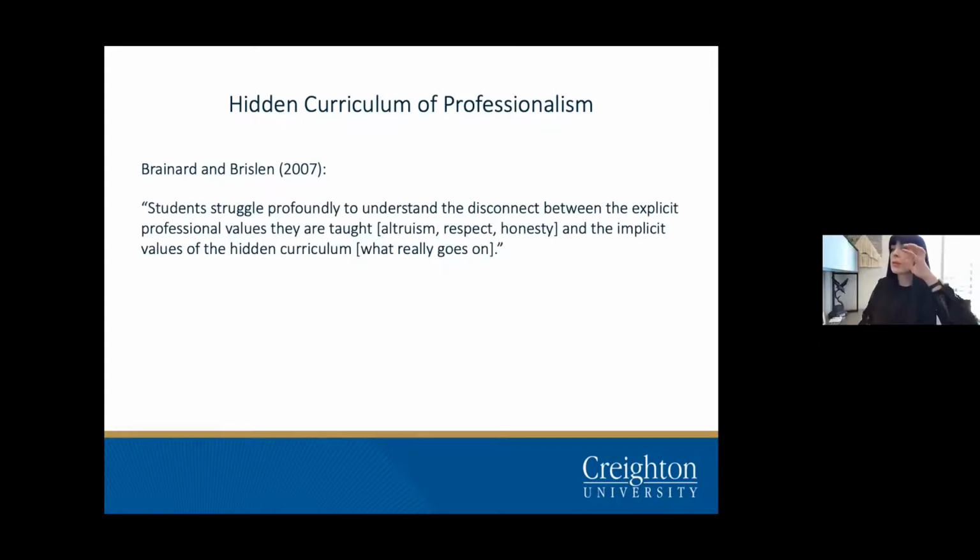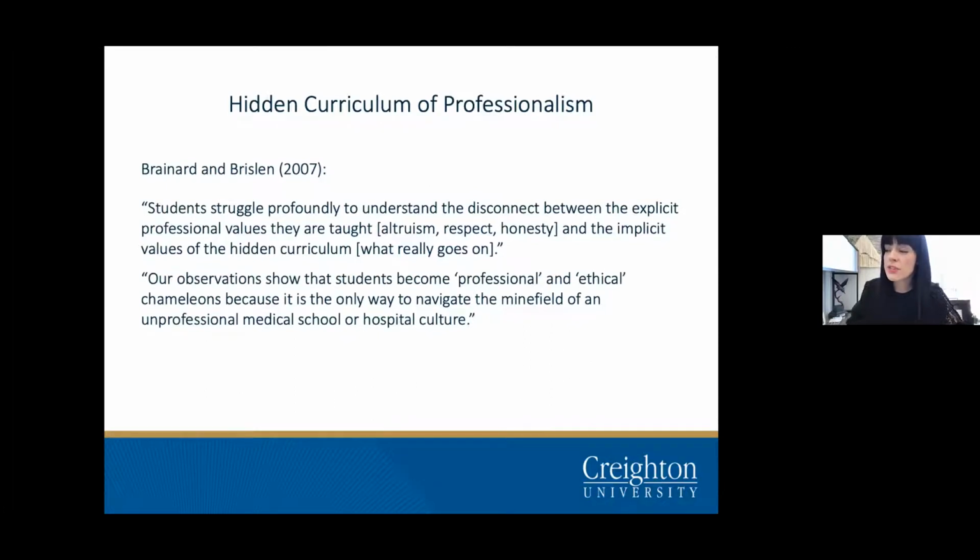So Bernard and Brislin say, students struggle profoundly to understand the disconnect between the explicit professional values they're taught, altruism, respect, honesty, and the implicit values of the hidden curriculum, or what really goes on. They said, our observations show that students become professional and ethical chameleons because it is the only way to navigate the minefield of an unprofessional medical school or hospital culture.